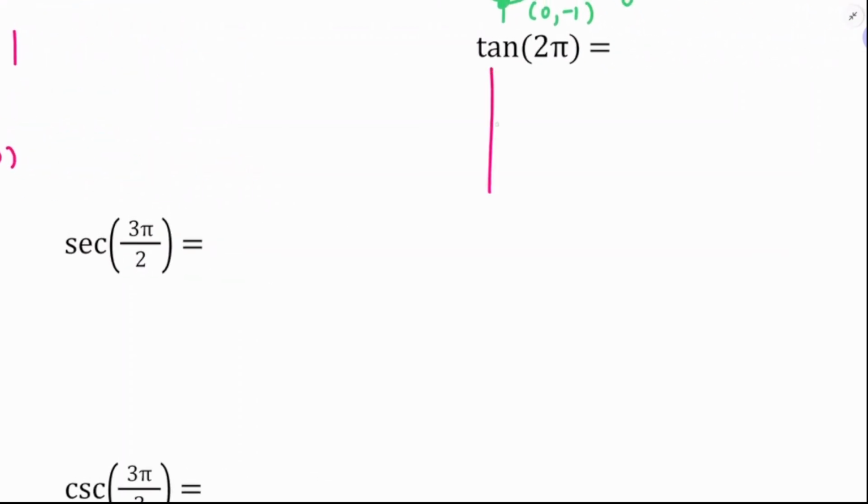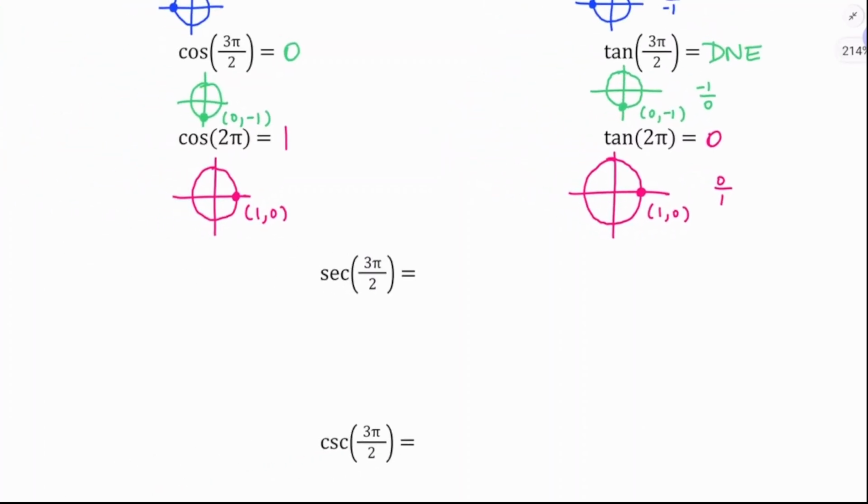Okay, tangent of 2 pi is going to be the same as tangent of 0, but I'm going to just draw the diagram new every time. x is equal to 1 and y is equal to 0. Tangent is y divided by x, so that's going to be 0 divided by 1, which is going to be 0. Nothing wrong with dividing 0 by a number.